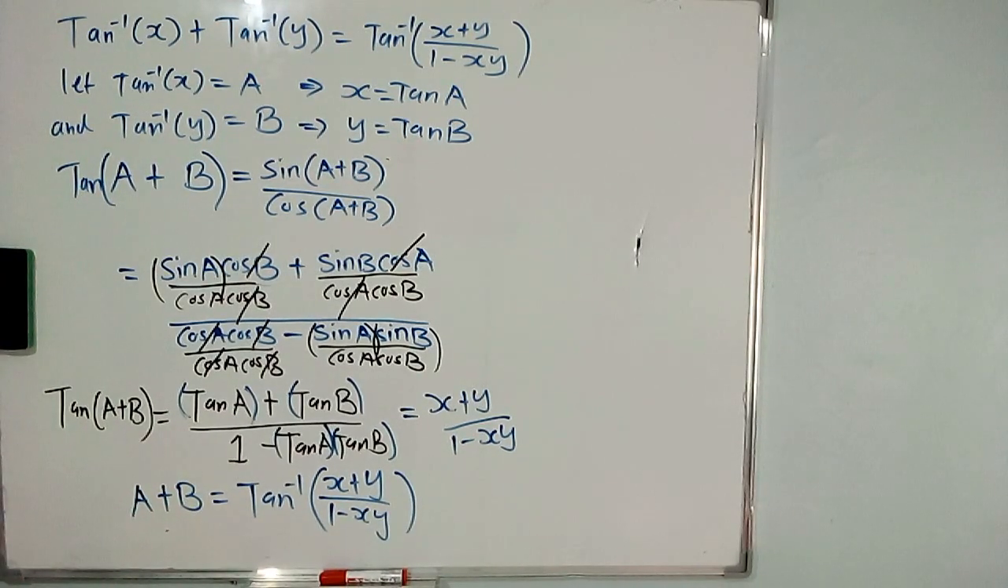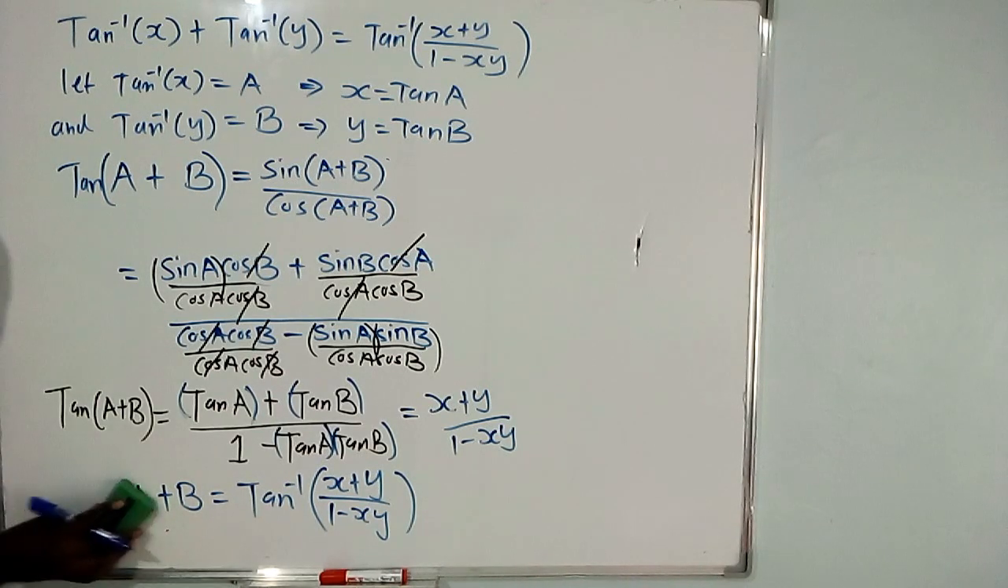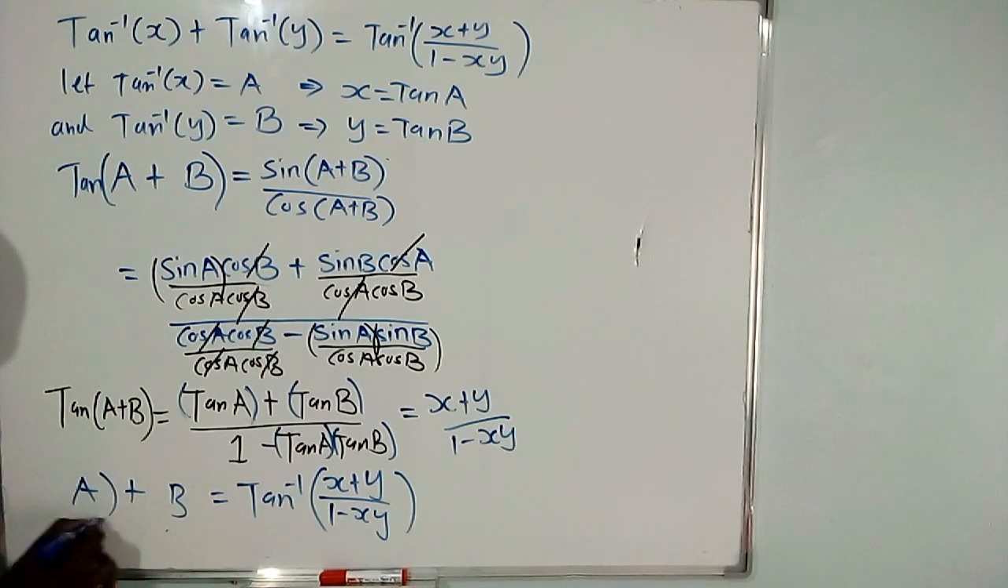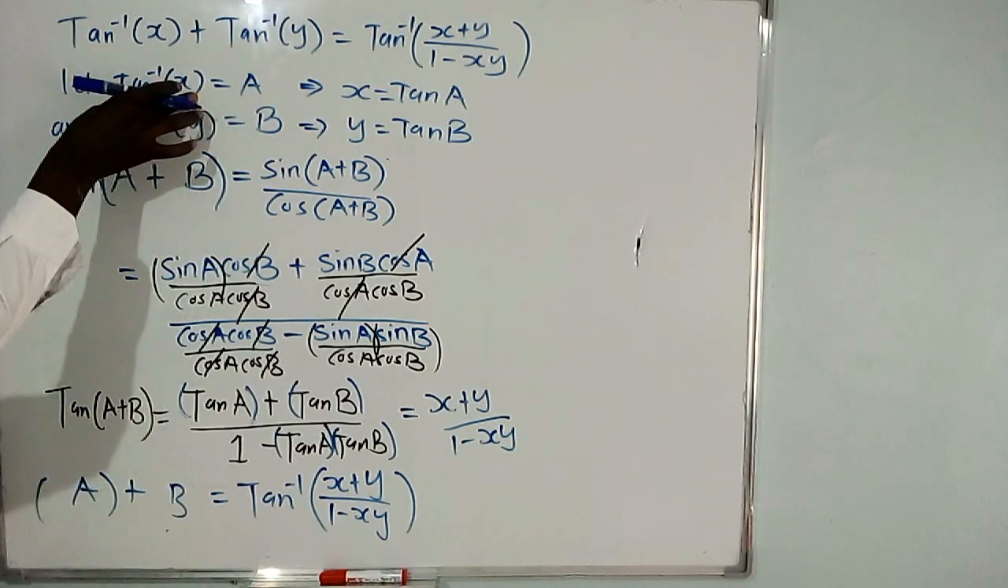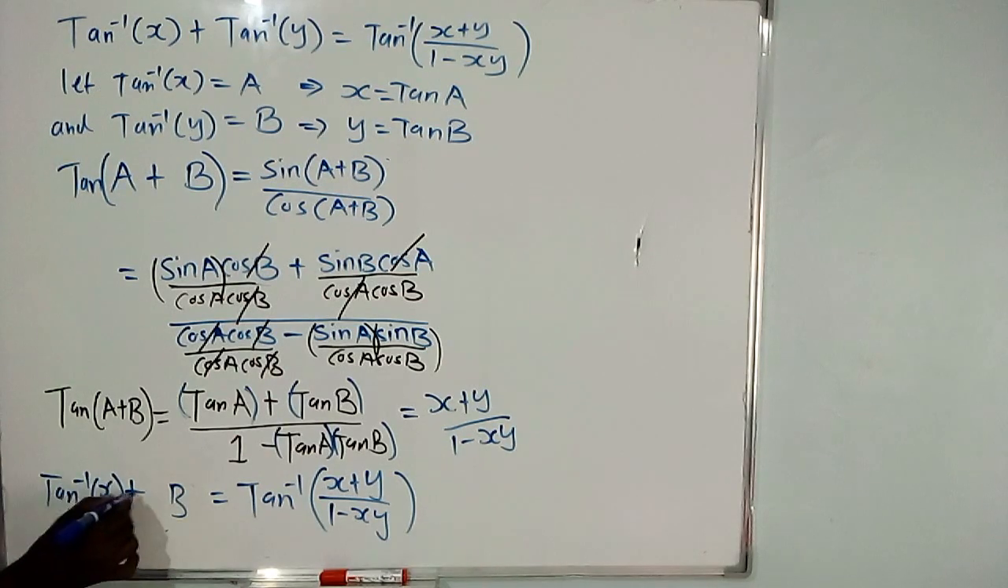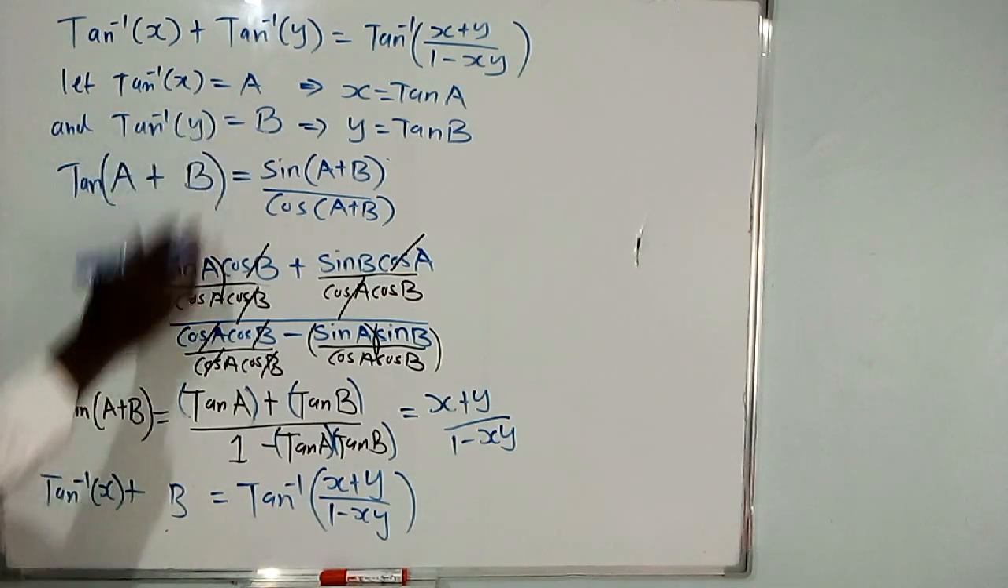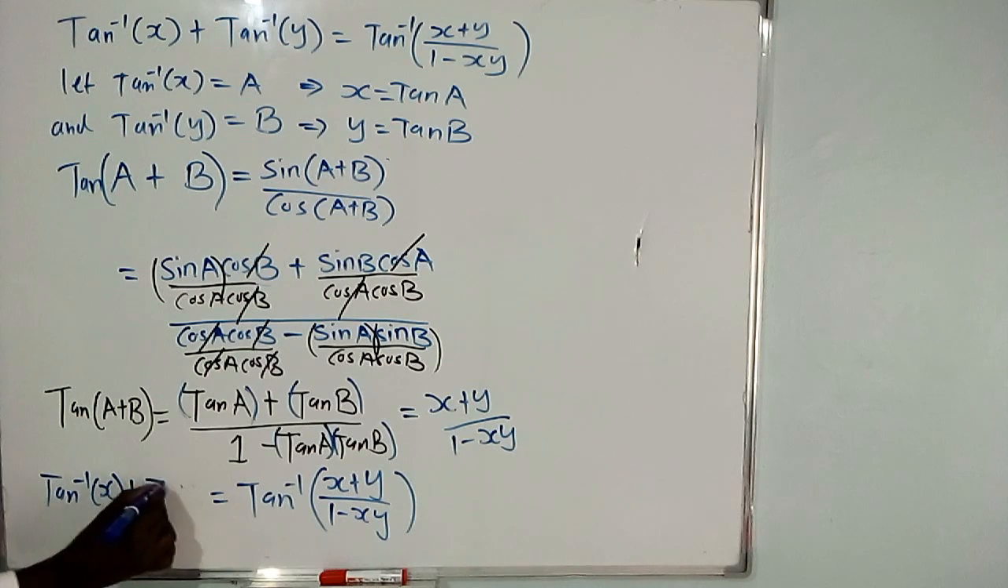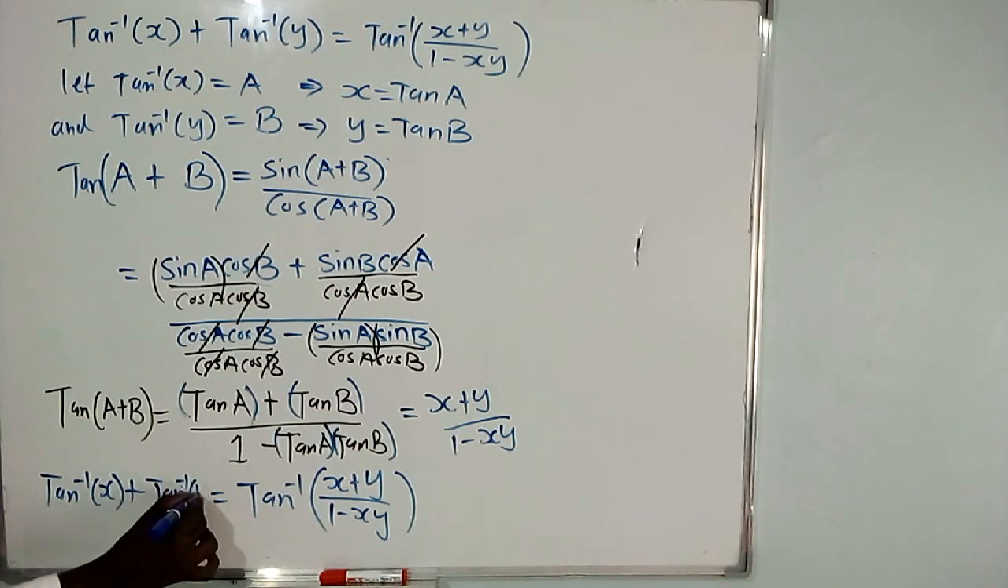Yes. Now, having found A plus B to be tan inverse of (x plus y) over (1 minus xy), you substitute the values of A and B, isn't it? What was the value of A? A was tan inverse of x, isn't it? Meaning where there is A, you put tan inverse of x. Then it is plus B. Where there is B, you put tan inverse of y, because B is the same as tan inverse of y, isn't it? So plus tan inverse of y.